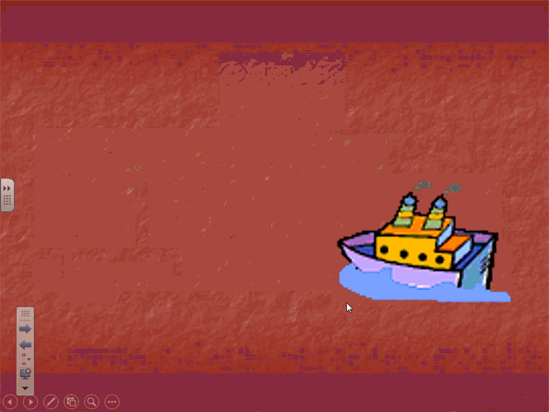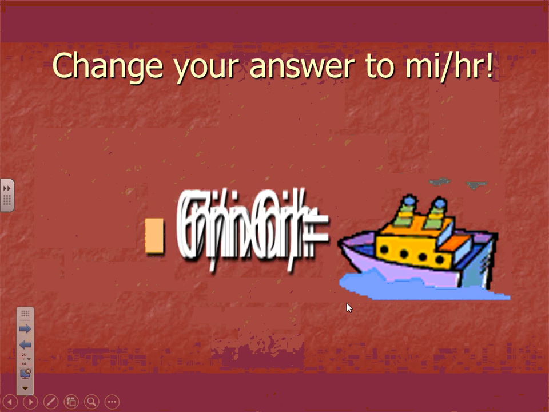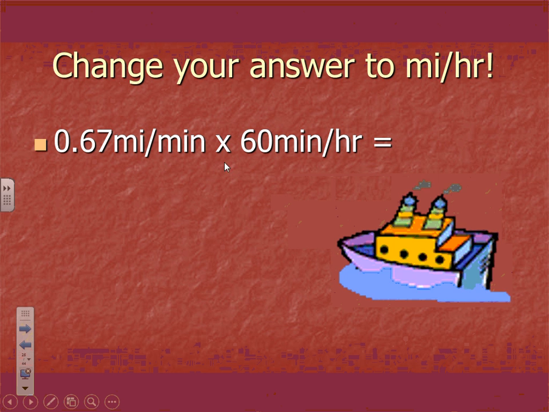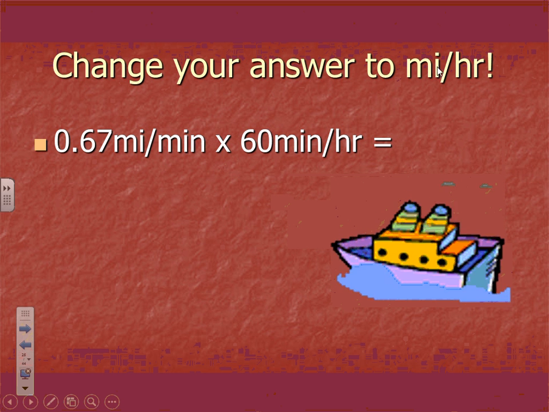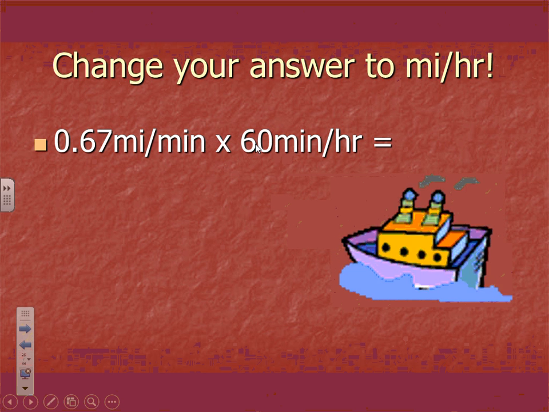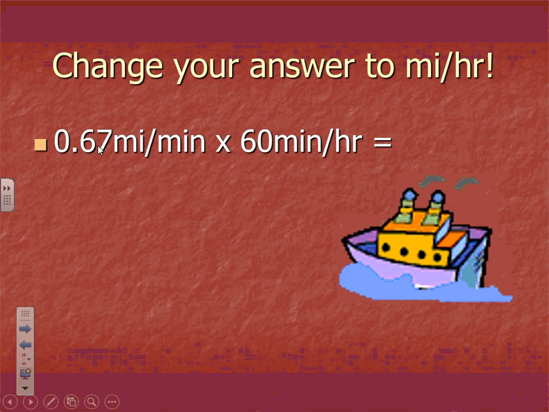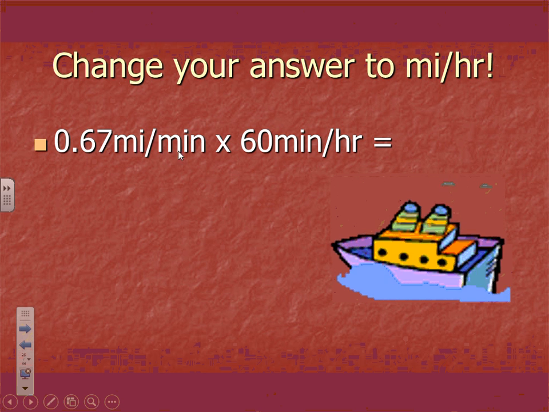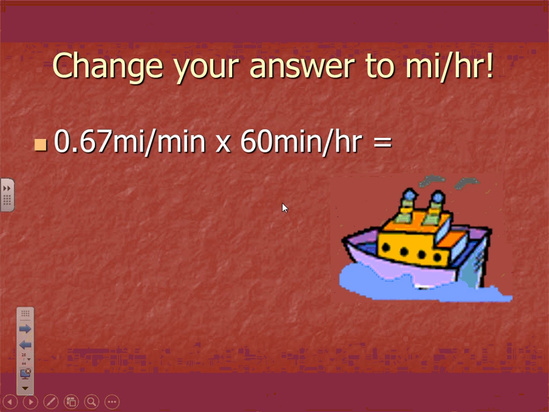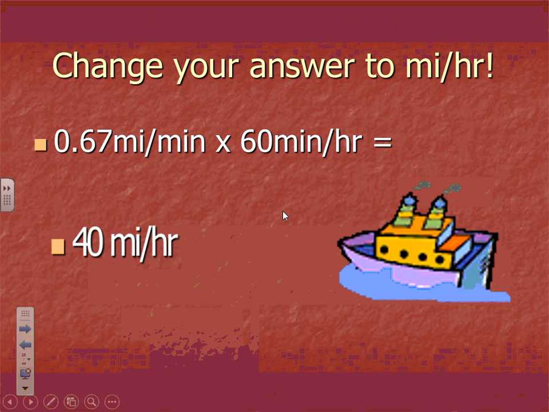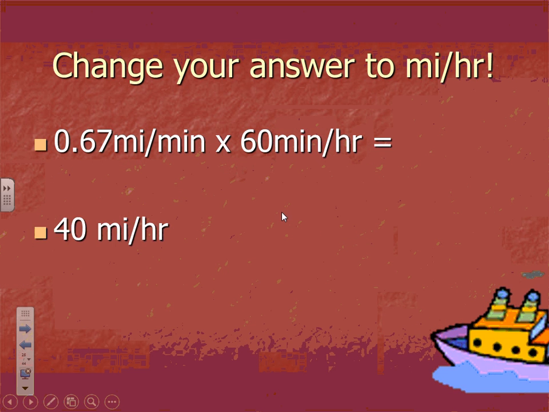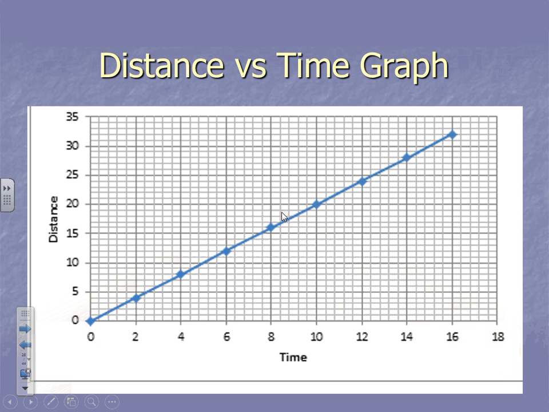Okay, now changing your answer to miles per hour is something that's kind of nice. If there's 60 minutes in 1 hour, just multiply the rate you currently have, which is 0.67 miles per minute, times 60 minutes per hour, which should give us a grand total of 40 miles per hour. Okay, so we're getting better, we're getting down towards the end here as far as initial information is concerned.